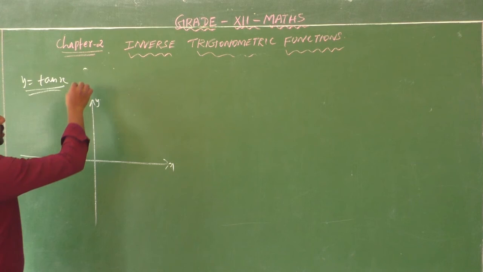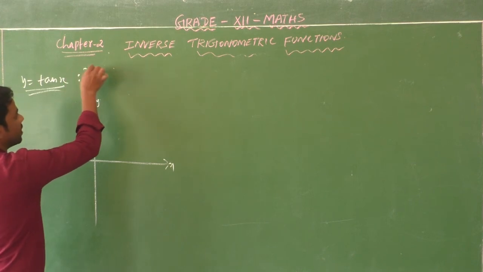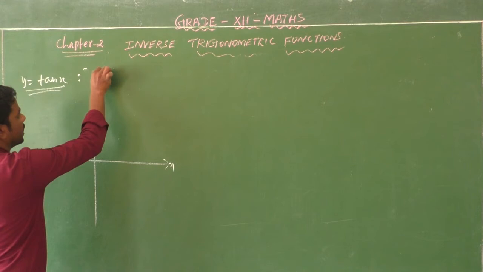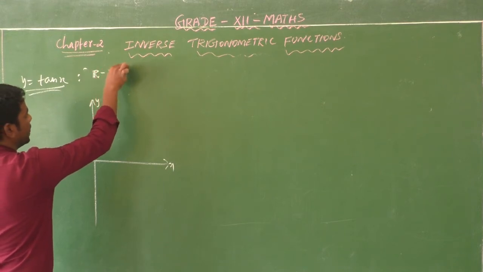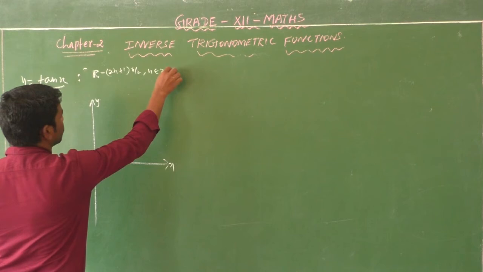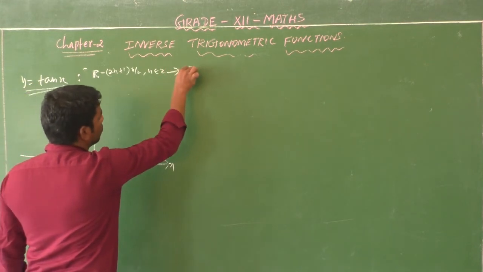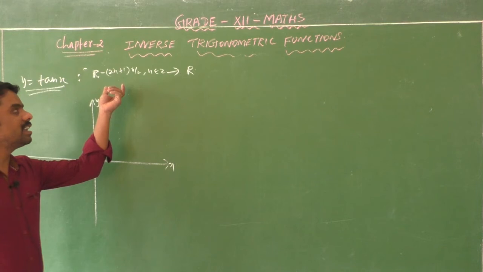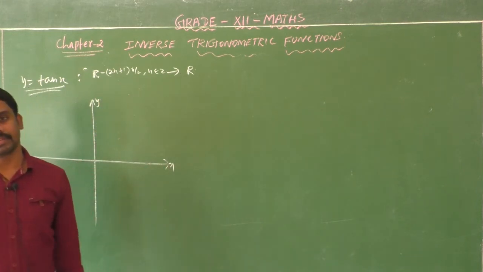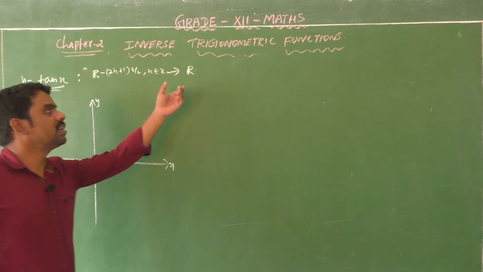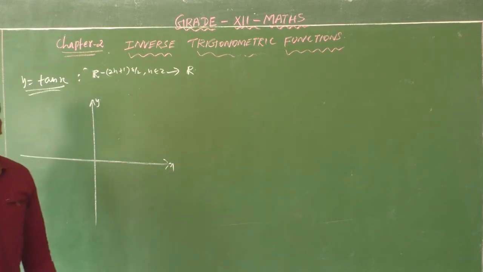You know that its domain is the set of all real numbers except (2n plus 1) times pi by 2, where n belongs to the integers. Here the domain is the set of all real numbers except (2n plus 1) times pi by 2, and the range is the set of all real numbers.